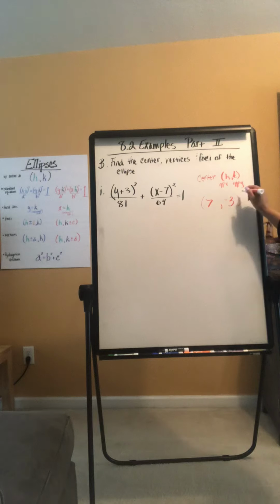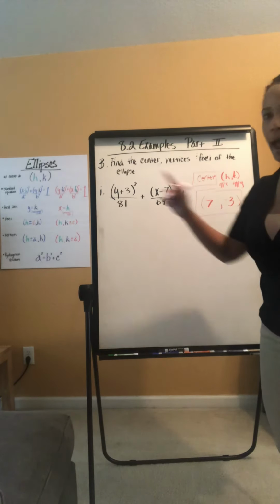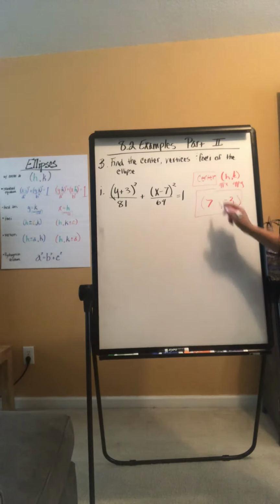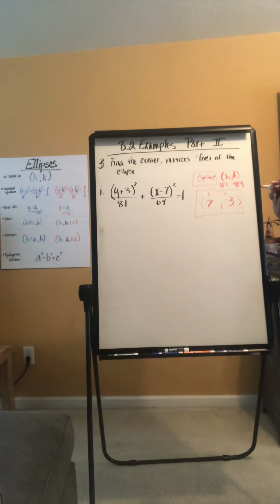And again, it's opposite because the original formula has the subtraction sign in it. So 7 is my H and -3 is my K. My center is 7, -3.